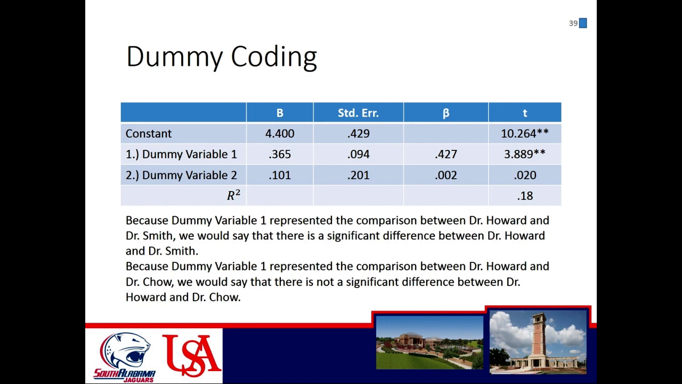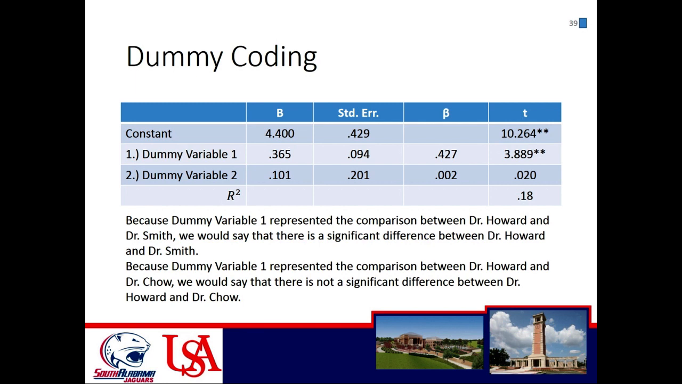So based on this, because dummy variable 1 represented the comparison between Dr. Howard and Dr. Smith, because we chose Dr. Howard to be the comparison and Dr. Smith was the 1s in dummy variable 1, we would say that there is a significant difference between Dr. Howard and Dr. Smith in these results. Like we did before, if we wanted to see the nature of that difference, we would go ahead and calculate the means for those two groups.